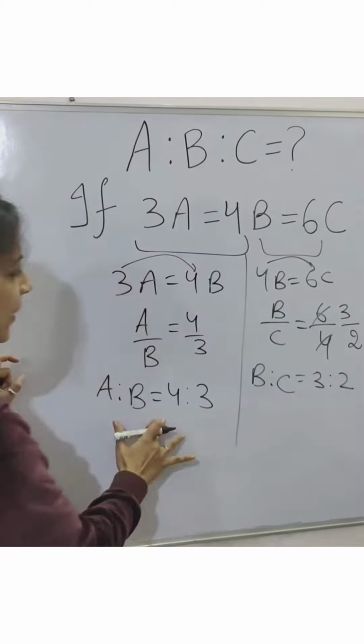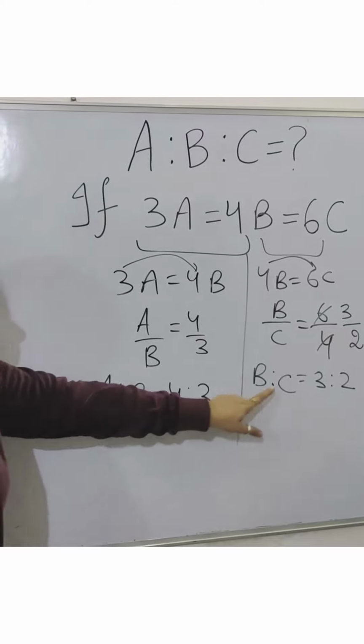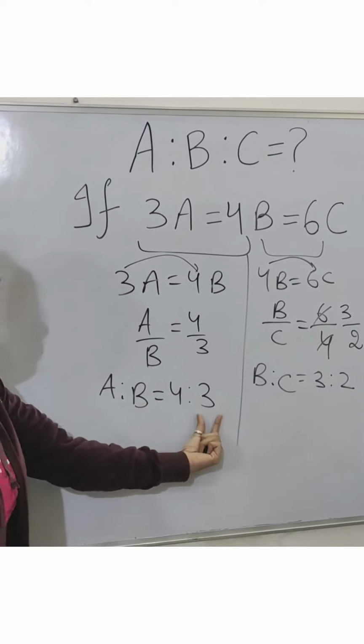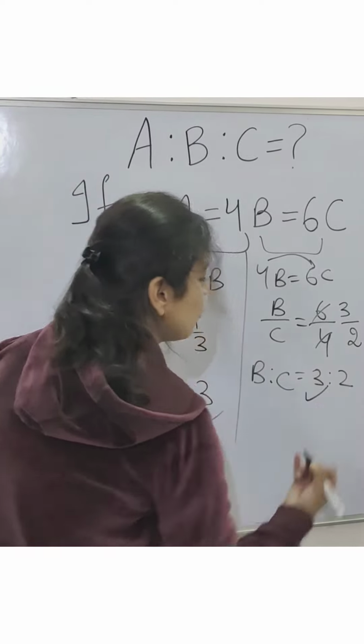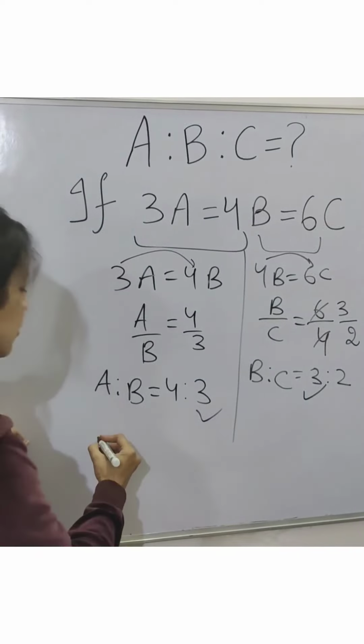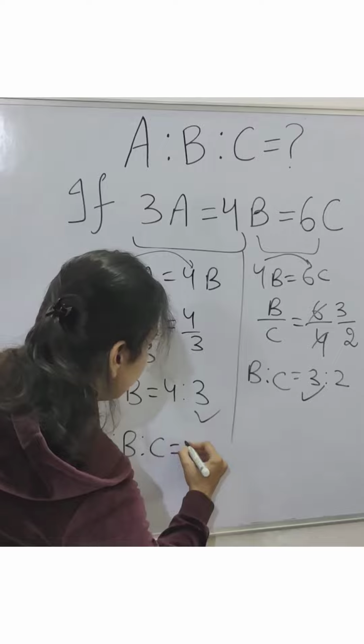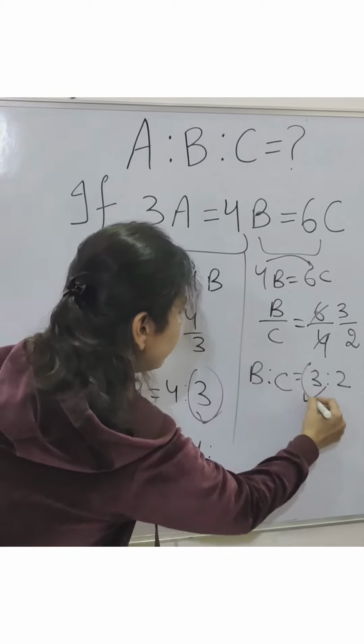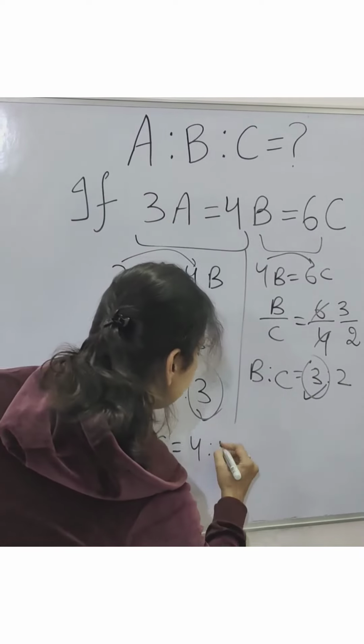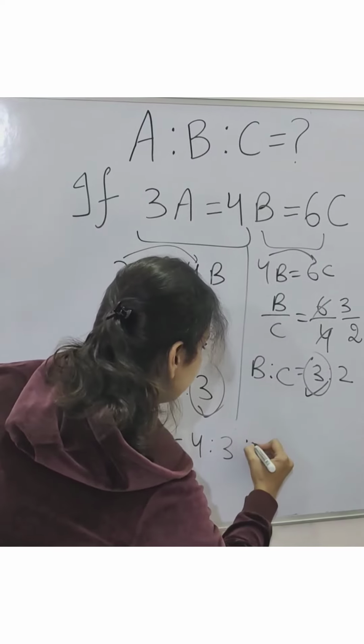Now before we combine, we make sure that both the B's should be same. B of this ratio is 3 and B of this ratio is also 3. Now we can merge these two. So your final answer A is to B is to C is 4. This common value will be written one time. And last ratio 2.